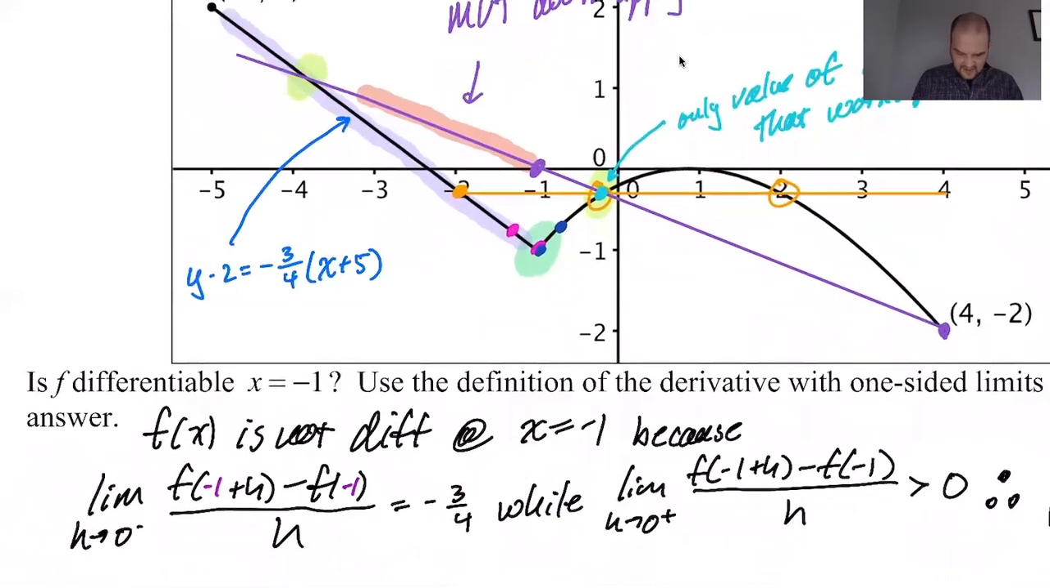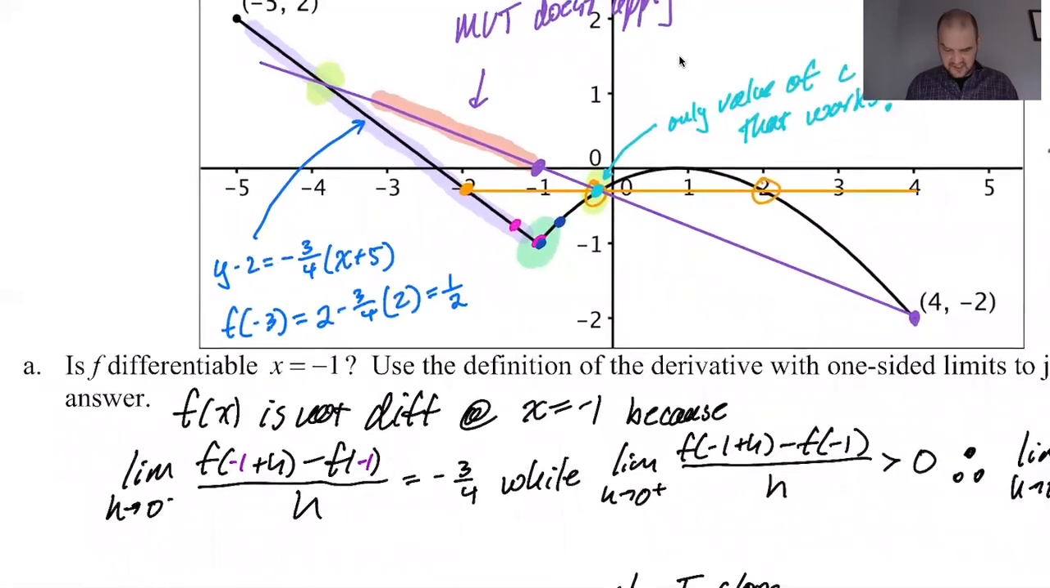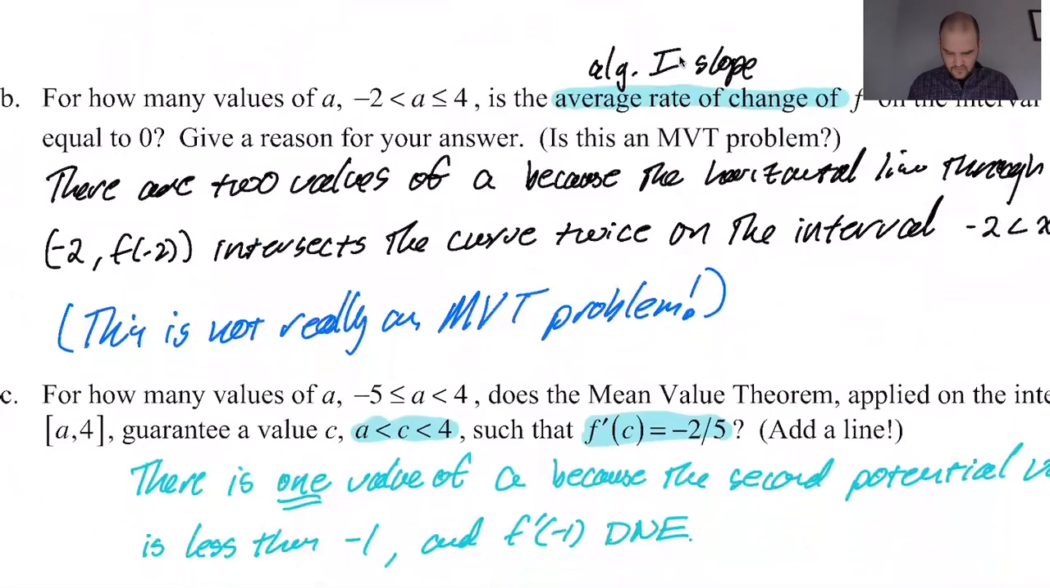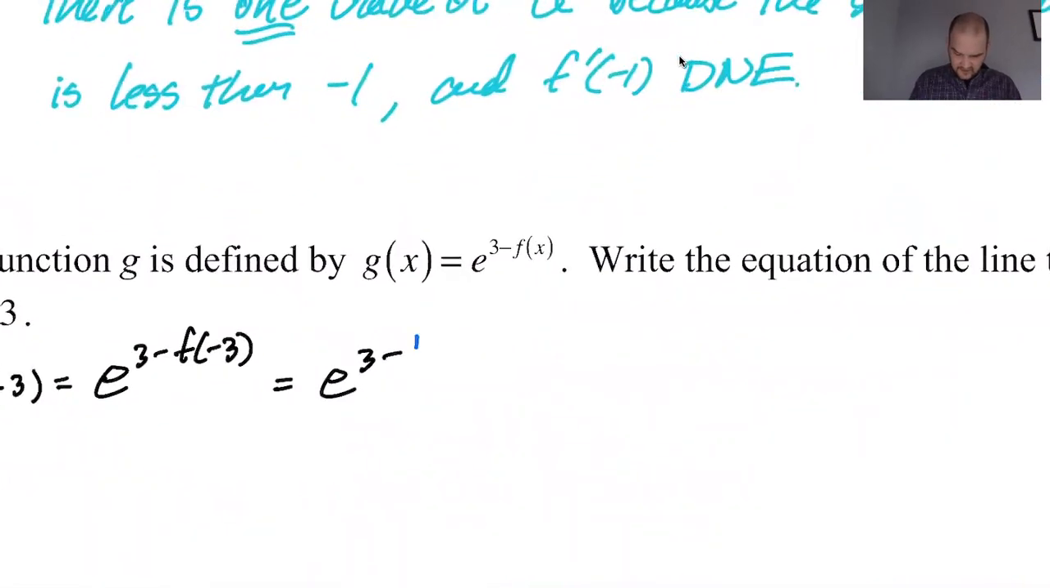So that means that f of -3 is going to be 2 minus 3/4 times (-3 plus 5), and -3 plus 5 is 2. So that's 2 minus 3 halves, which is 4 halves minus 3 halves, so 1/2, which you probably could have guessed, but I would warn against guessing those sorts of things because you never know. So we got e to the 3 minus 1/2, which is 6 halves minus 1/2, e to the 5 halves. So this is going to be a nice looking tangent line.